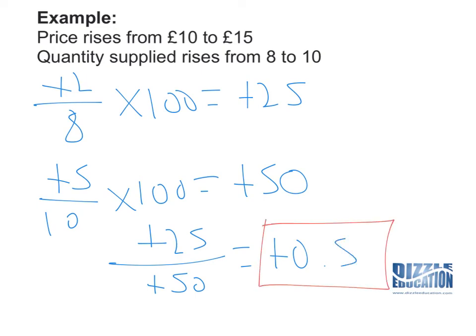So it's a positive value. If you think back to lessons on supply and demand, supply curves are always upward sloping. So when you calculate price elasticity of supply, it's always going to be a positive answer. And here we've got 0.5. That tells us that this is an inelastic relationship here.